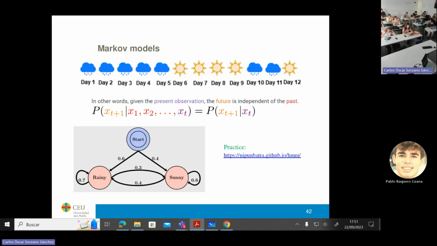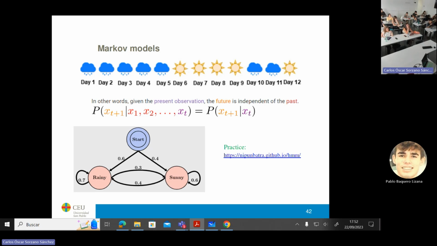So let's say that you are in the starting state, and then with probability 0.6, you go to a rainy day, and with probability 0.4, you go to a sunny day. Let's say you are in England. Okay, so if today is raining, what is the probability that tomorrow will also be raining? Let's say it is 0.7. And if it is not raining tomorrow, then it will be sunny. So if this is 0.7, this has to be 0.3. And then if today it is sunny, then tomorrow will be sunny again with probability 0.6.